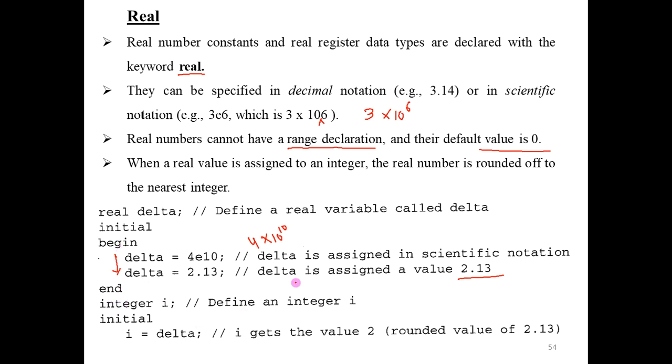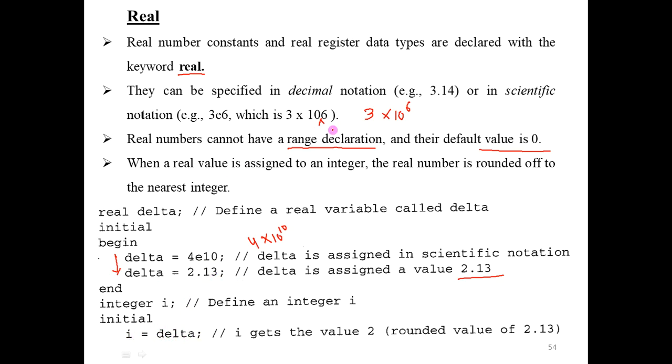So now delta is having the value 2.13. Integer I is a new declaration. Variable name is I of type integer. I'm initializing I with simply whatever the content delta is having. So delta is having 2.13, but I is an integer. Integer cannot have rational numbers.